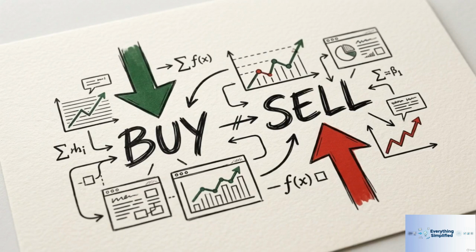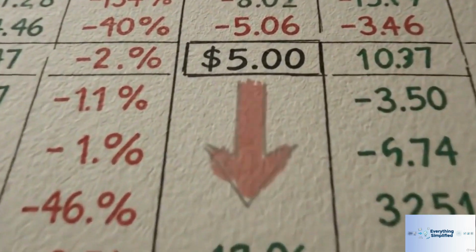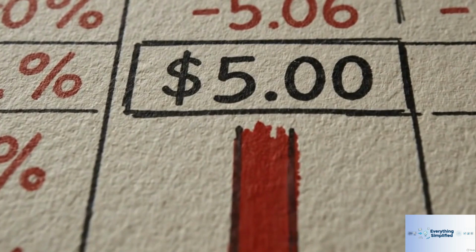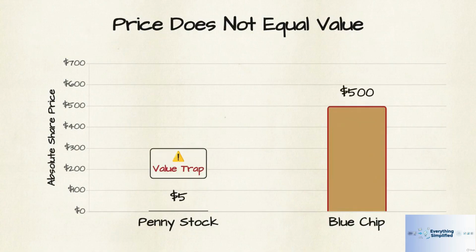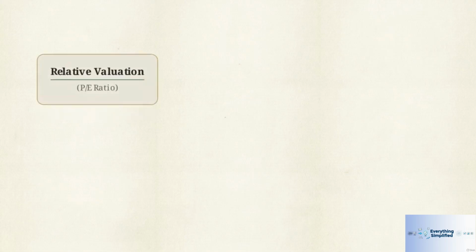You've heard the old advice, buy low, sell high. But looking at the stock market today, it is incredibly easy to get fooled. A stock trading at $5 isn't automatically cheap, and a stock costing $500 isn't automatically expensive. To navigate this, you need a system.